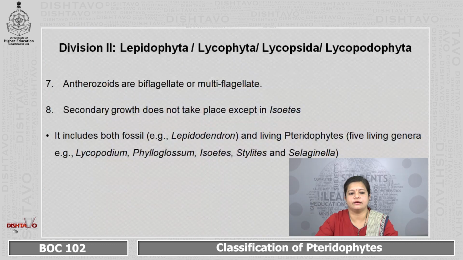Continuing with Lepidophyta, antherozoids here are biflagellate or multiflagellate. Secondary growth does not take place except in Isoetes. Now, Lepidophyta includes both fossil forms as well as living forms. An example of a fossil form is Lepidodendron. Examples of the living forms are Lycopodium, Phylloglossum, Isoetes, Stylites and Selaginella.